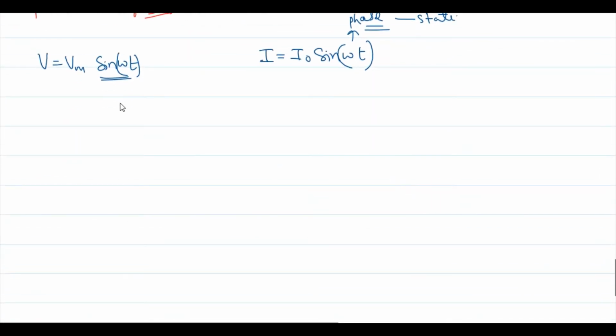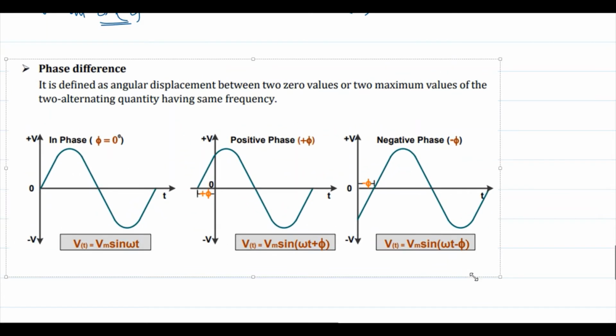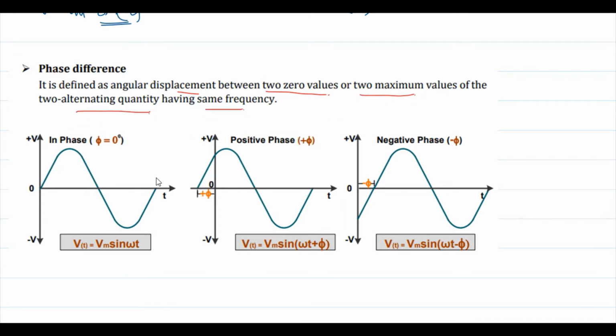Similarly here, depending on the quantity which is leading or lagging, we represent a phase difference. You can see this in this diagram. The phase difference is defined as the angular displacement between two zero values or two maximum values of the two alternating quantities having the same frequency. In this first case, you can see that there is no phase difference at all. At time t equal to 0, its amplitude is exactly 0, which means that with respect to the reference point, it is 0. With respect to the reference point, as time varies, its value changes, right?